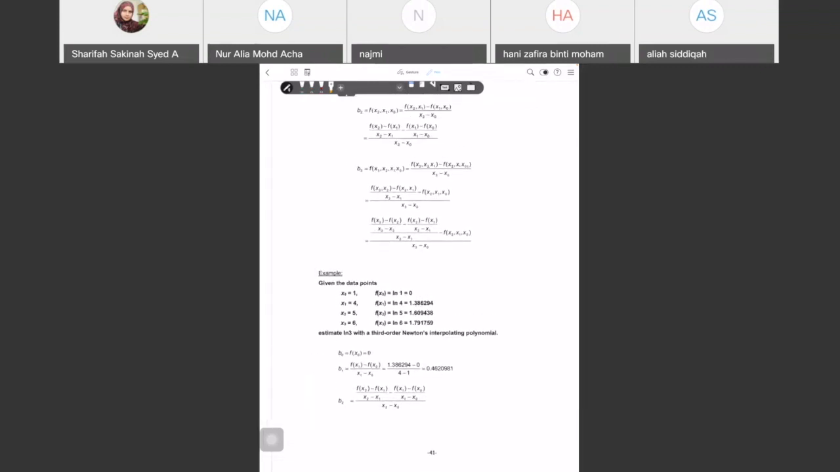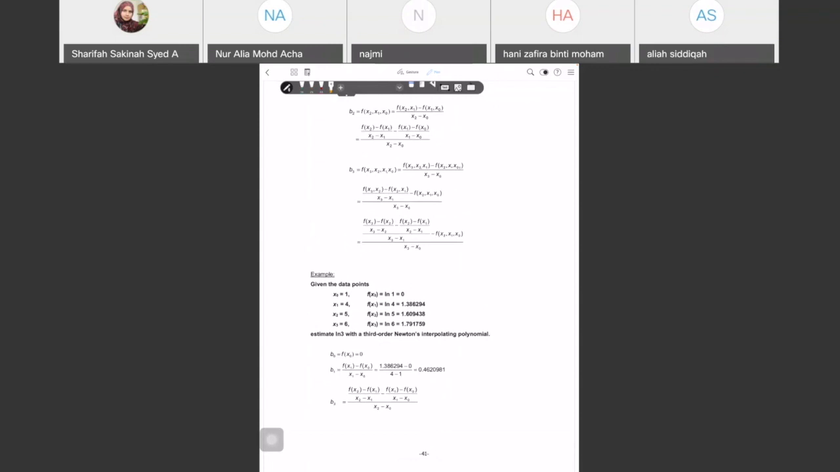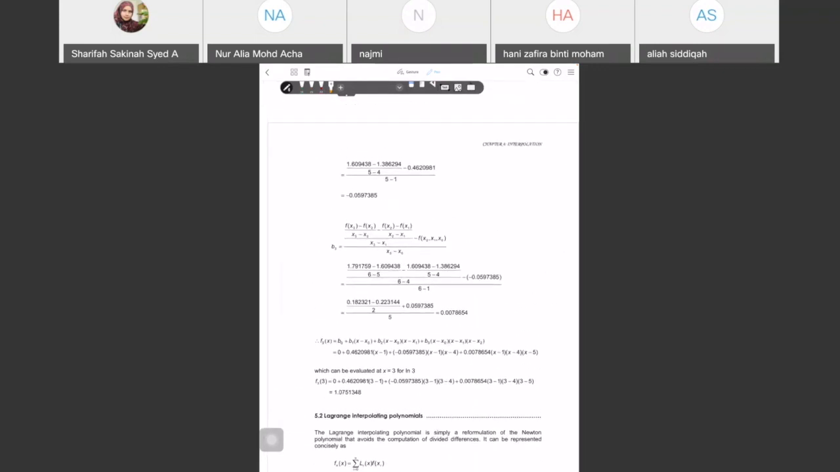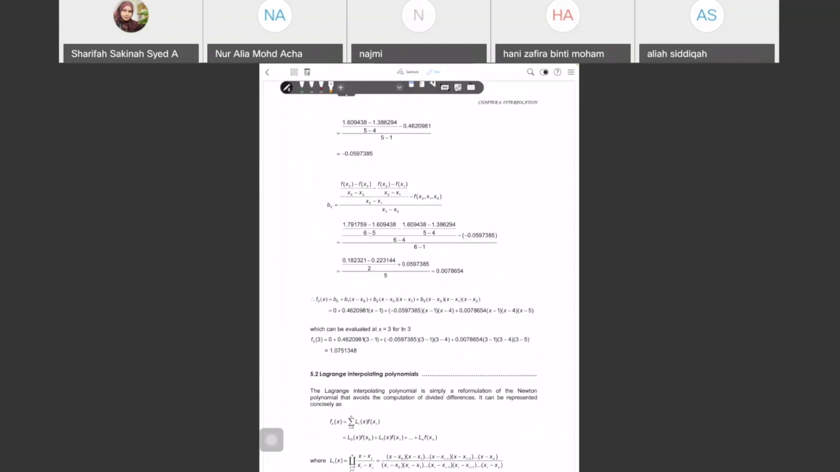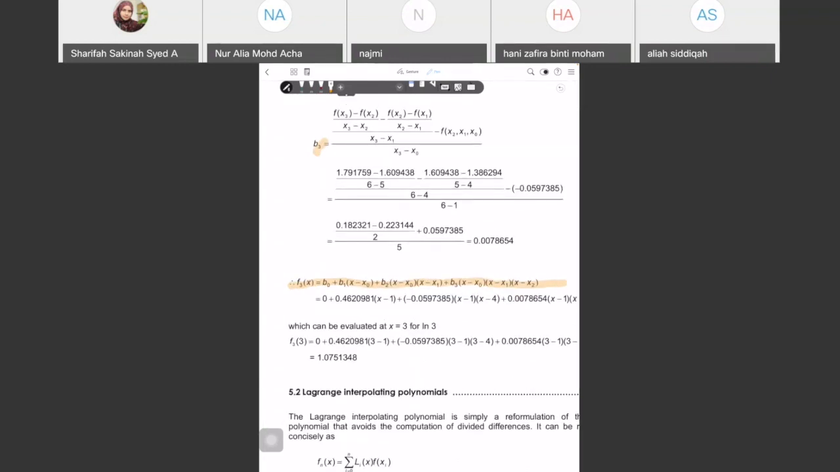Right? And then this is the example of doing third order polynomial. So you can have a look at how they do the calculations. Very long. So you have to calculate your B1, B2, B3, until finally you put them into the equation. Then you can look at the answer. I just want to discuss with you about the answer. So now the answer is around 1.0751.